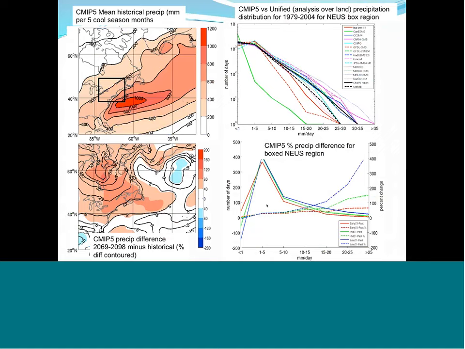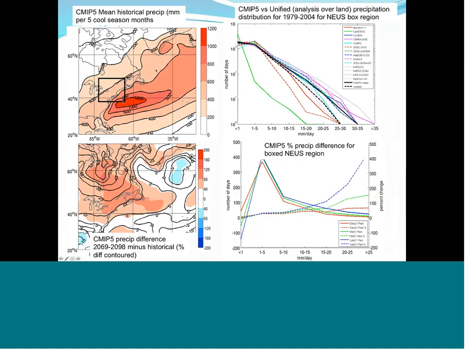The last thing I want to show you here is just the precipitation change in general for the CMIP5 models. We actually have 14 models, I believe, for this. This is the climatology during the 5 cool season months in the upper left. But we did some verification within this black box region, which is basically the northeast U.S., using the unified precipitation analysis over land. The unified is shown in the dashed line here, where we're looking at the number of days for certain precipitation thresholds, and the various models are shown.